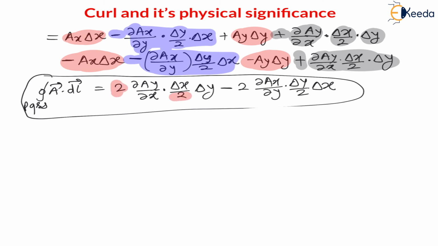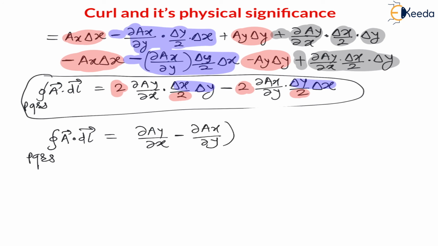Again here these two will get cancelled, two will get cancelled, and here again I can consider del x del y common. Therefore, my dear students, the final result will become the circulation PQRS, that is the line integral over a closed loop PQRS, will be equal to, here we can write dou ay by dou x minus dou ax by dou y into del x del y. Very simple, right?